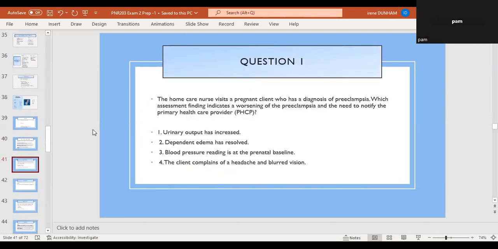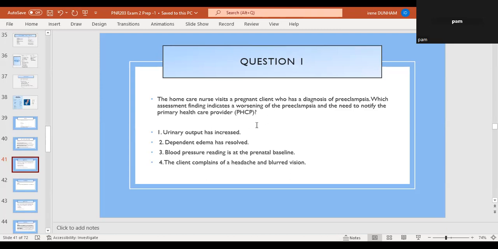Okay, so I have some questions, and maybe this will help. Let me read them to you. The home care nurse visits a pregnant client who has a diagnosis of preeclampsia. Which assessment finding indicates a worsening of the preeclampsia and the need to notify the primary health care provider? So here you're a home health nurse. She's already got a diagnosis of preeclampsia. So now, what's the question asking me? Which assessment finding indicates that we're getting worse?